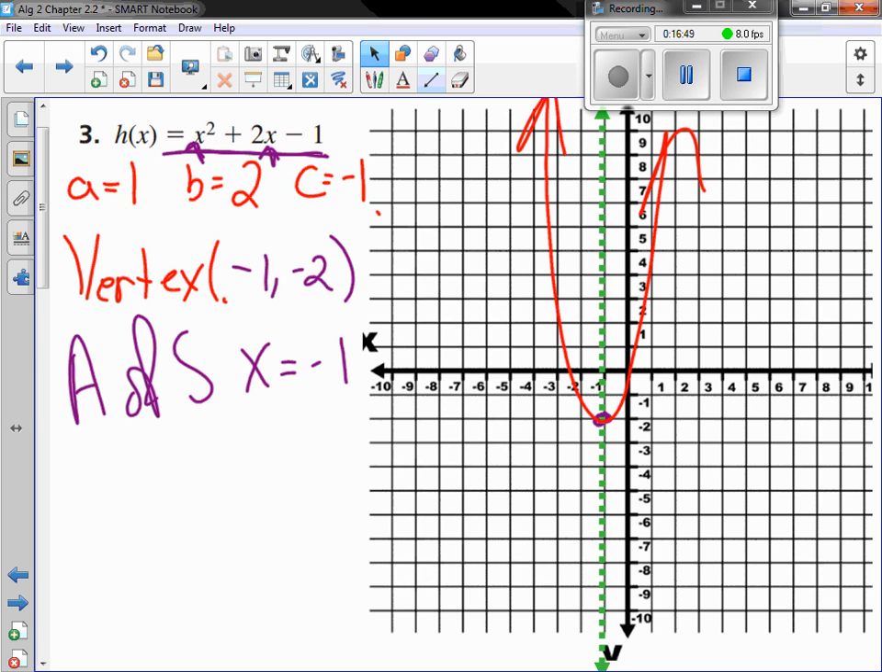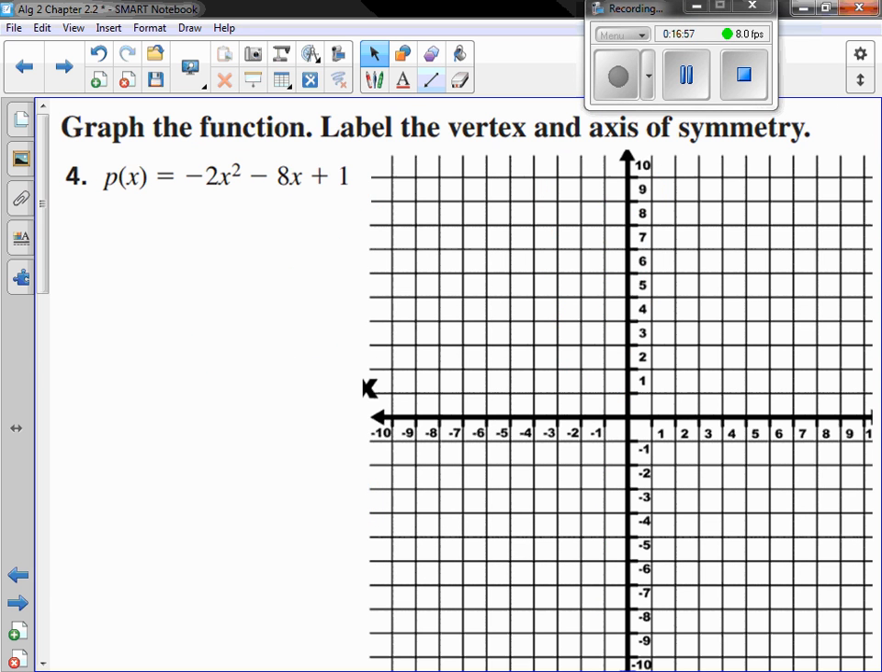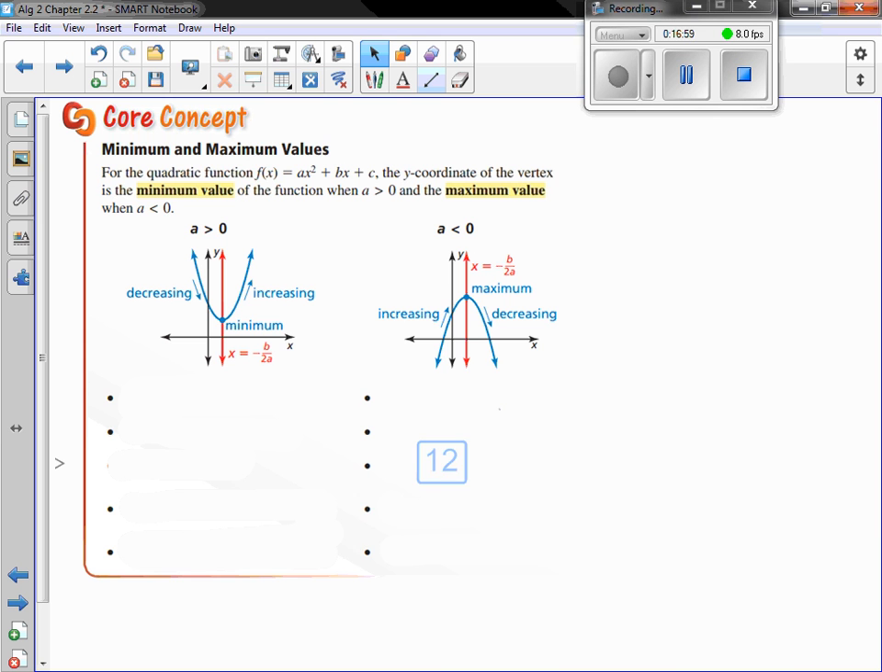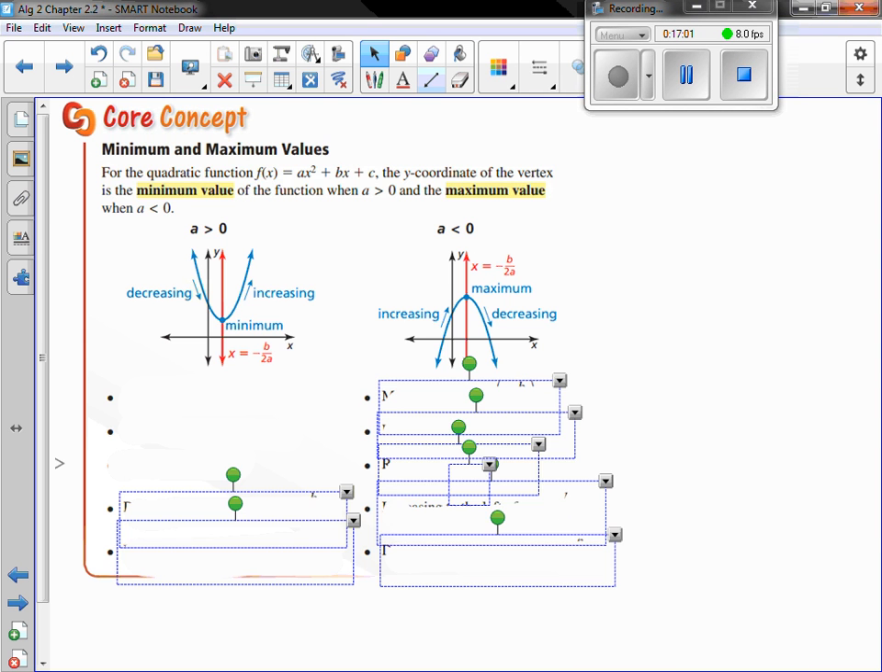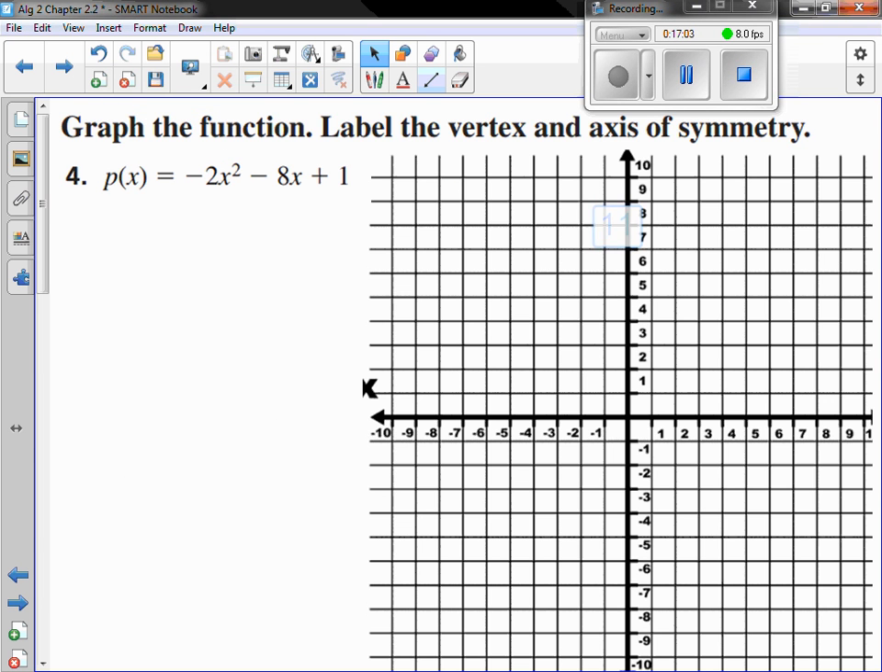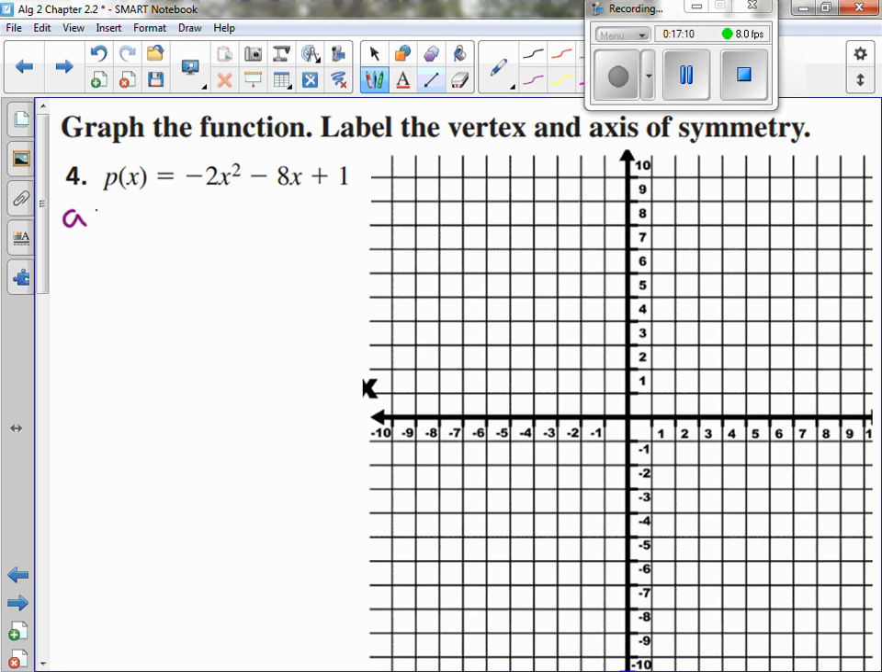Any questions on this here? Are we good with these here? Do we need to see another example of one of these here? Okay. Let's find A, B, and C.